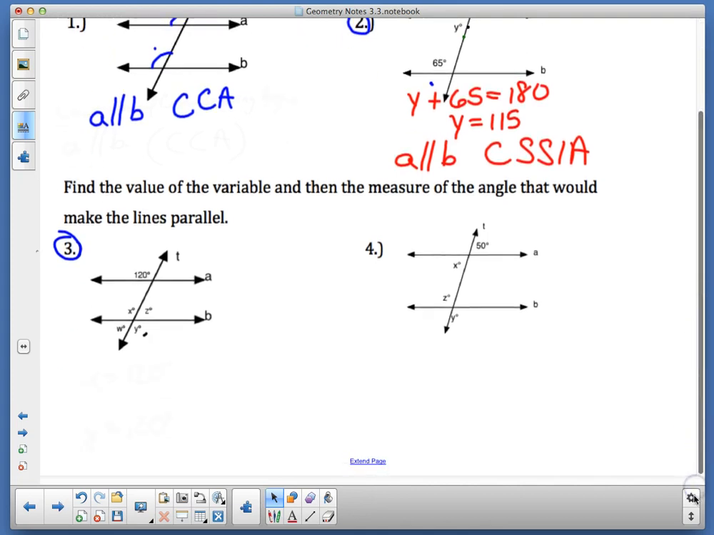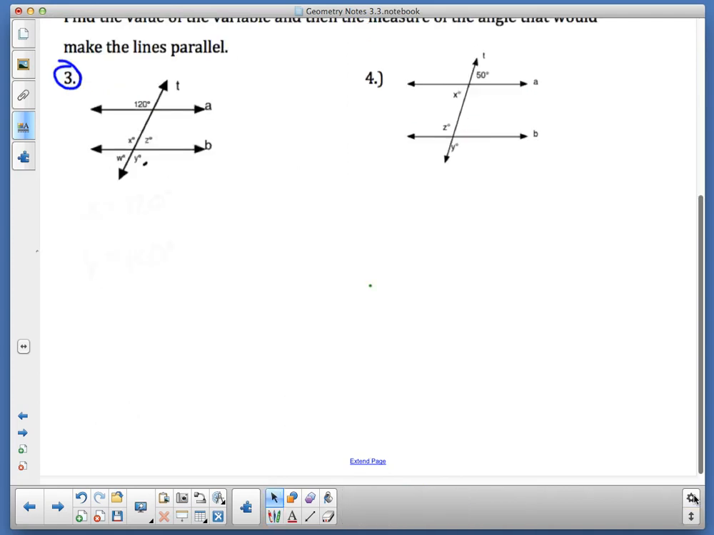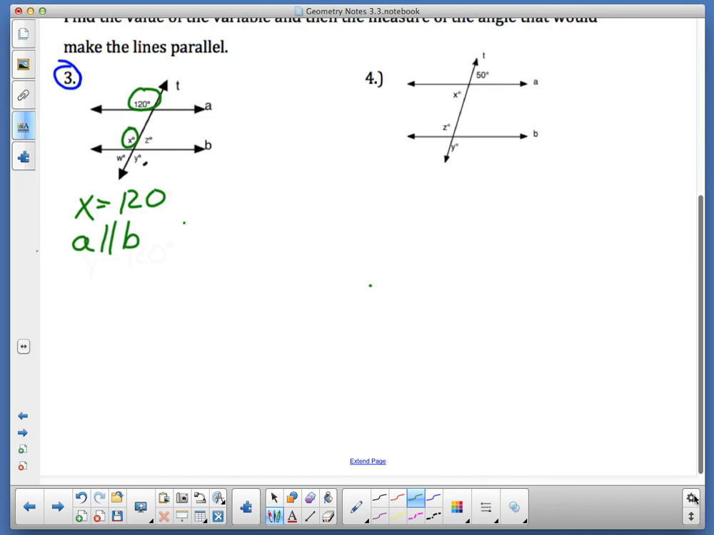So in number 3, if I'm looking at 120 and x, what type of angles are the greens? Corresponding. So if x is 120, I know A must be parallel to B because of the converse of corresponding angles. Now, I'm going to put those to the side for a second. What if I'm talking about these two values? What's y got to be if they're going to be parallel?